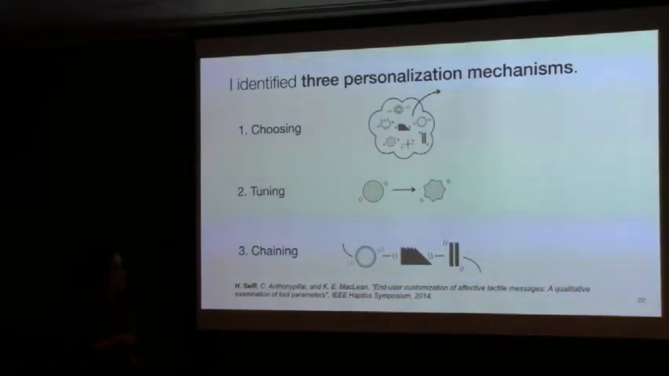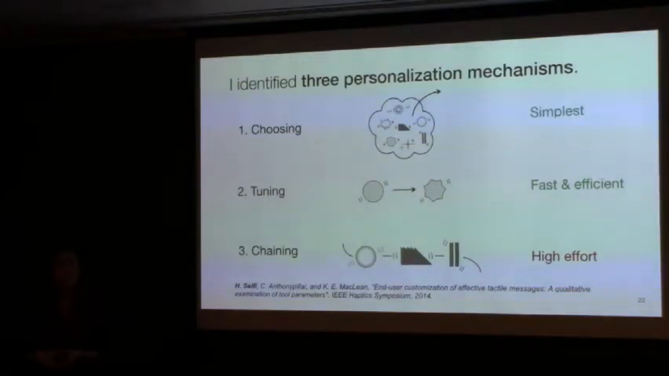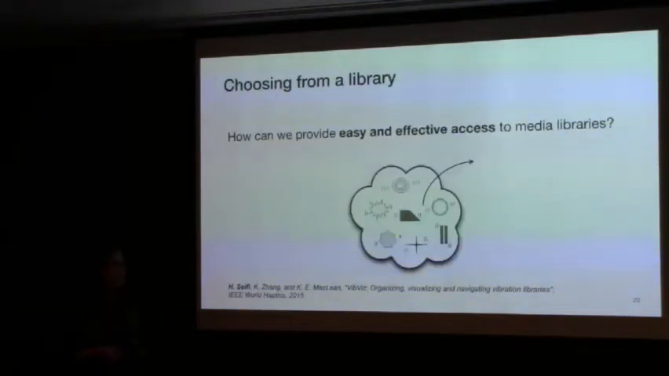So we did a user study on this, and we decided to go with choosing and tuning because these are the simplest and they provide fast and efficient control for end users. So then I went ahead to try to support choosing for a library, a large collection of haptic signals. And the important thing here is that no one wants to spend 1 hour just to choose a vibration for their phone, right? So we need to provide easy and efficient access to these libraries.